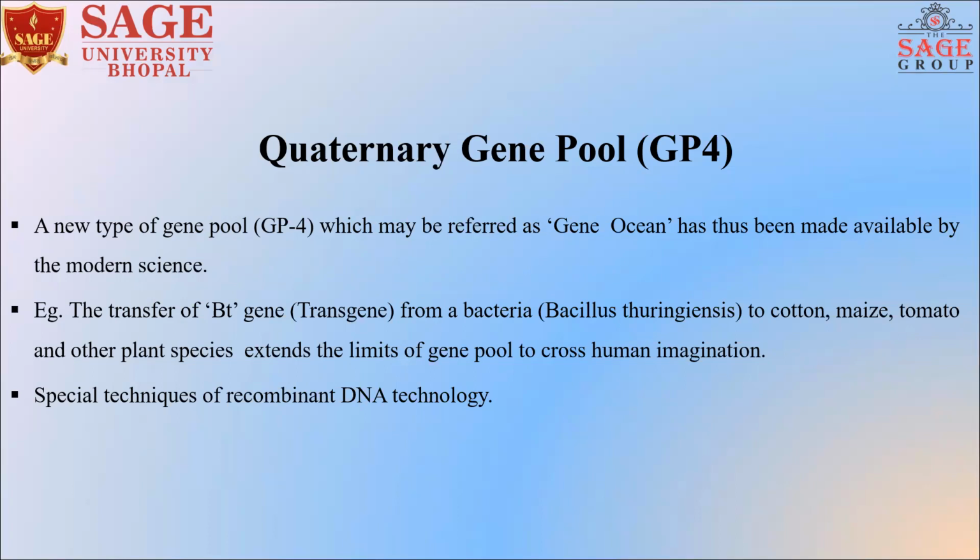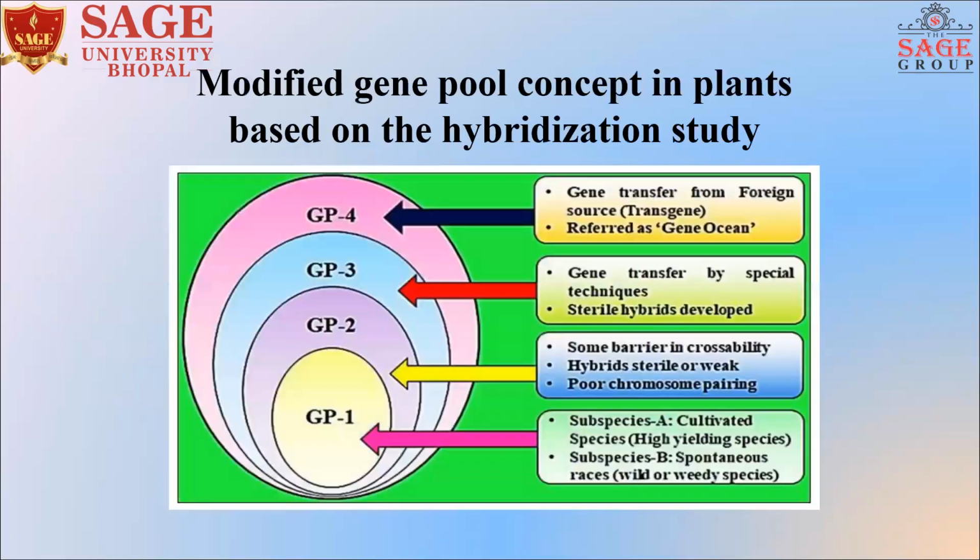One of the best examples is the transfer of the Bt gene, that is the transgene, from the bacterium Bacillus thuringiensis into cotton, maize, tomato and other plant species. So this is about the quaternary gene pool, and it requires special techniques of recombinant DNA technology. This is a picture of the modified gene pool concept in plants based on the hybridization study, which has GP1, GP2, GP3 and GP4.